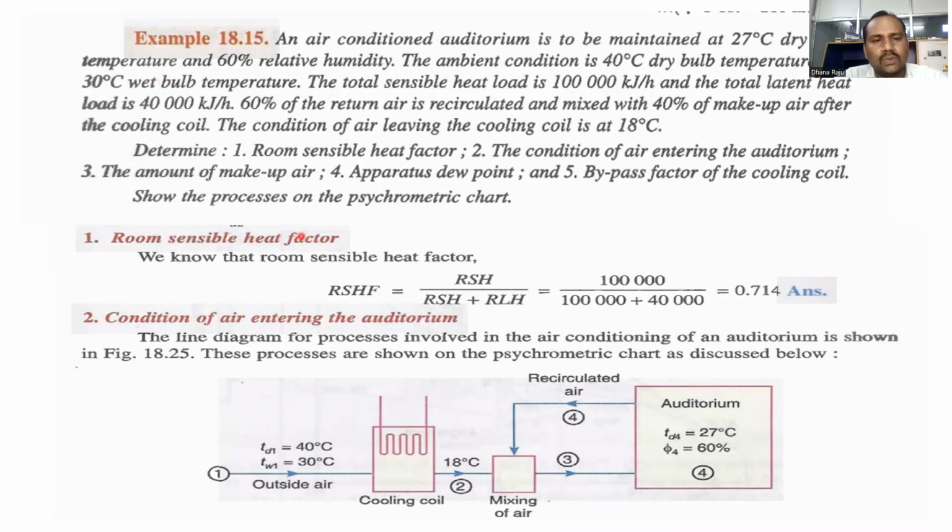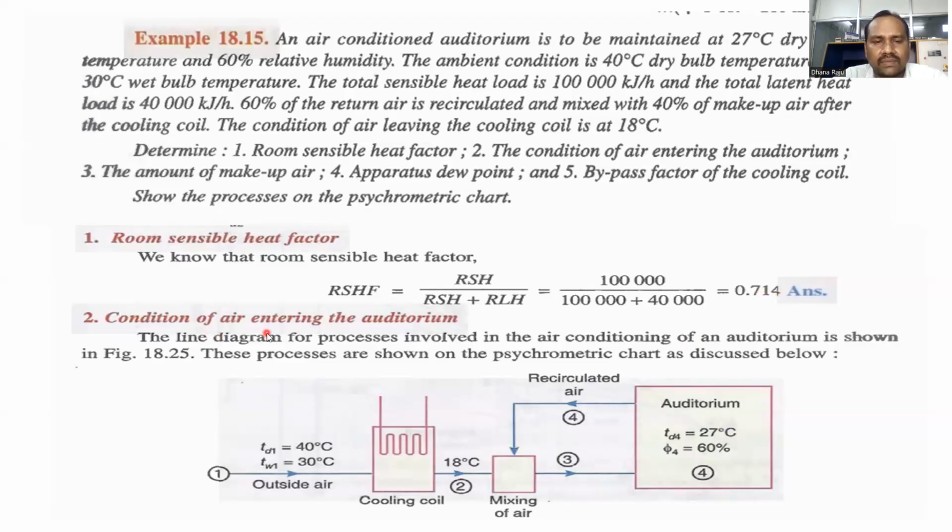So we will calculate room sensible heat factor based on the given heat loads. There are two heat loads. One is sensible heat load, that is 1 lakh kilojoule per hour, and latent heat load 40,000 kilojoule per hour. So we know sensible heat factor is room sensible heat by room sensible heat plus room latent heat. So 1 lakh by 1 lakh plus 40,000, we will get 0.714. Whatever value is obtained as room sensible heat factor, we assign as small a. A is called the room sensible heat factor value. So this is 0.714. Okay.